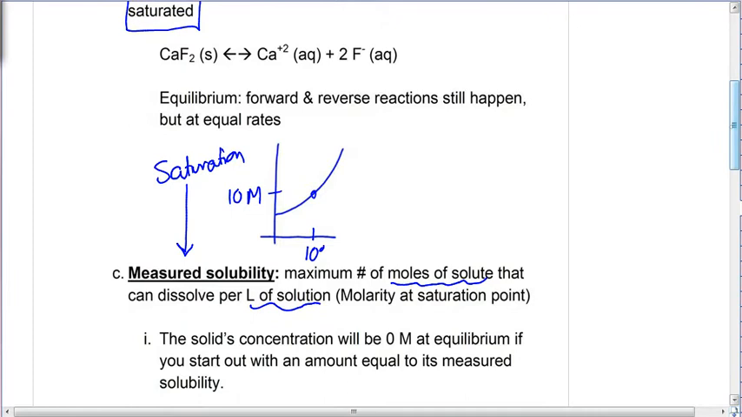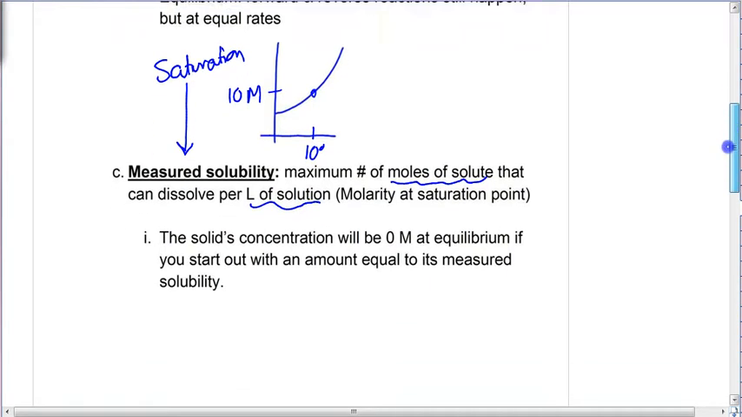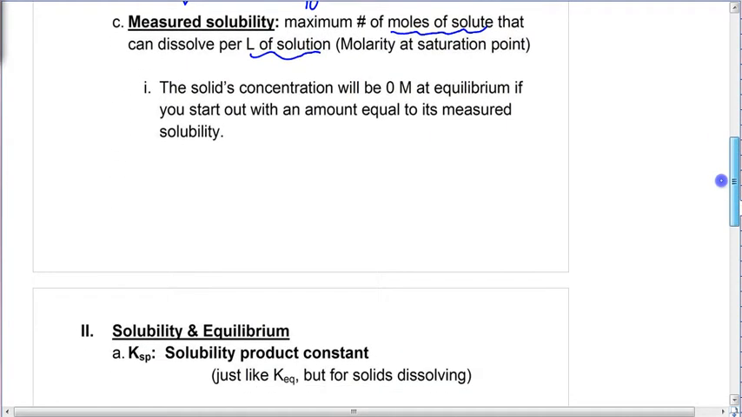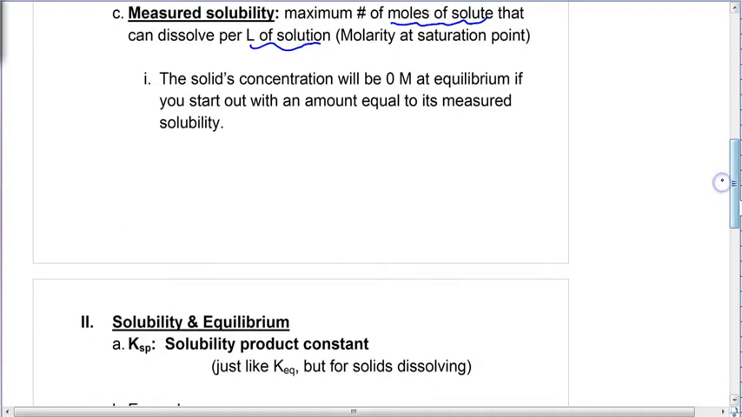So if I tell you this, we're going to talk about how this applies to KEQ in a minute, but it's important to notice that the solid's concentration will be 0 at equilibrium. If I started out with 10 molar of solid calcium fluoride and its measured solubility was 10 molar, at the end I would have 0 molarity of it left. Well, duh, right?